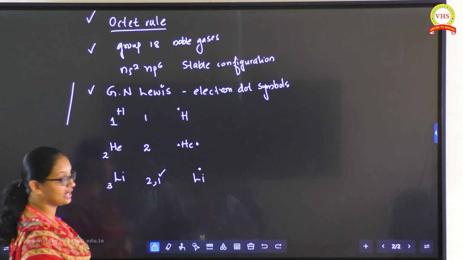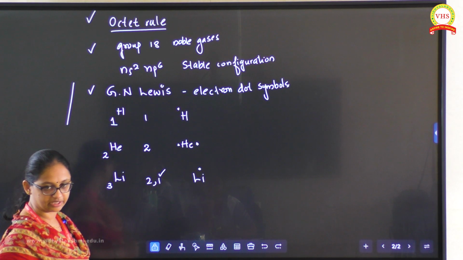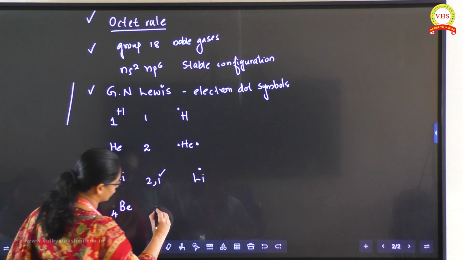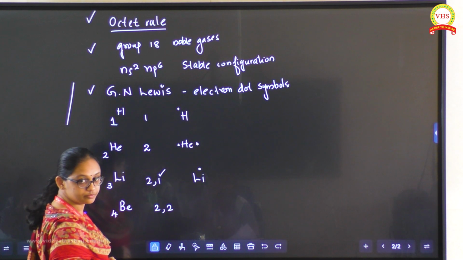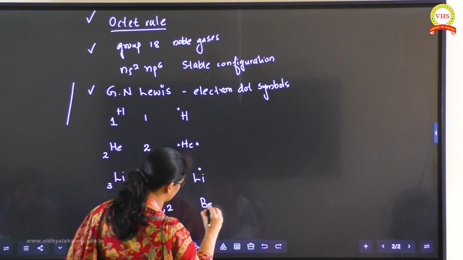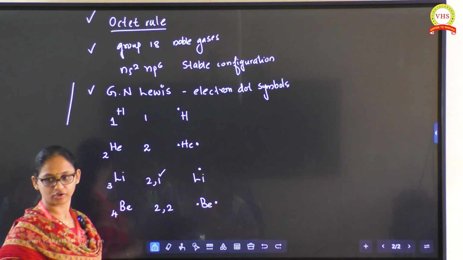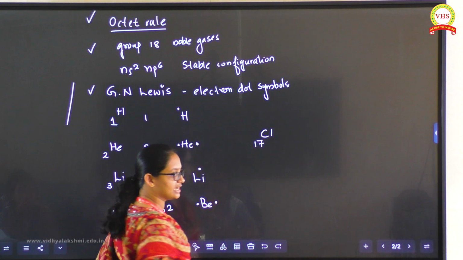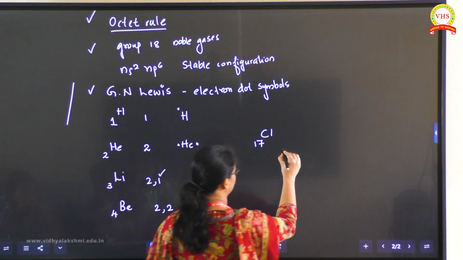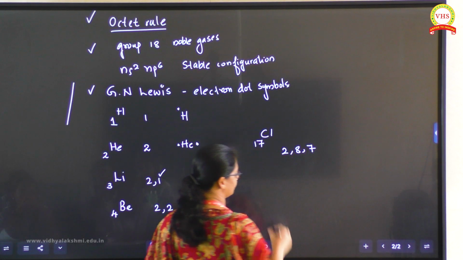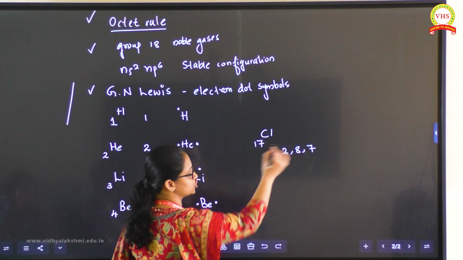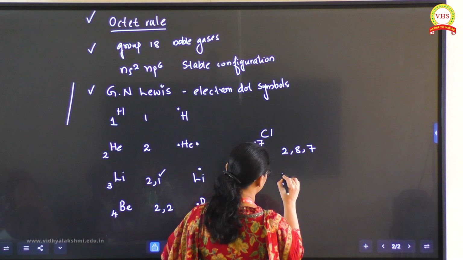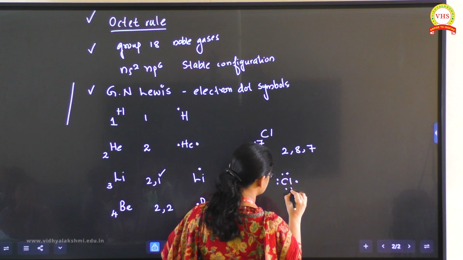Clear? Then next element, after hydrogen, helium, lithium, it is beryllium. Beryllium atomic number, it is 4. Electronic configuration 2, 2. Okay. So beryllium outermost shell, how many electrons are there? 2 electrons. Okay. Another example, it is chlorine. Chlorine atomic number it is 17. What is the electronic configuration? 2, 8, 7. Okay, chlorine outermost shell, how many electrons are there? 7 electrons are there. So chlorine 1, 2, 3, 4, 5, 6, 7.